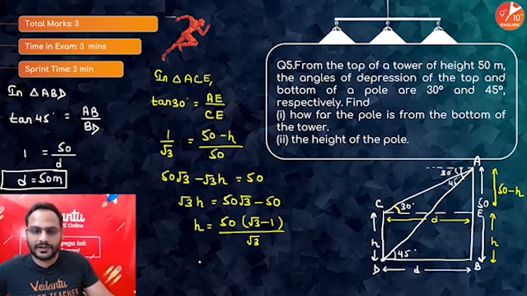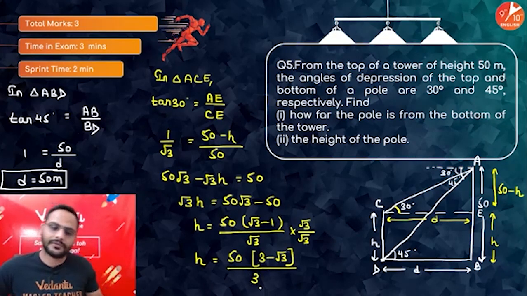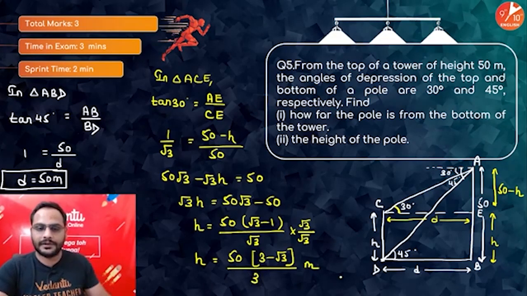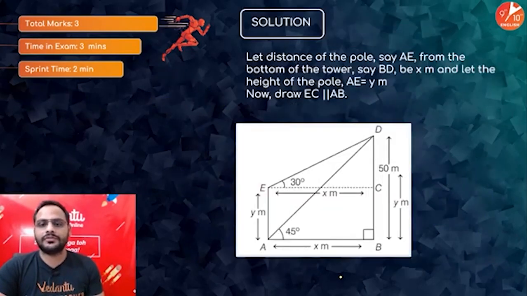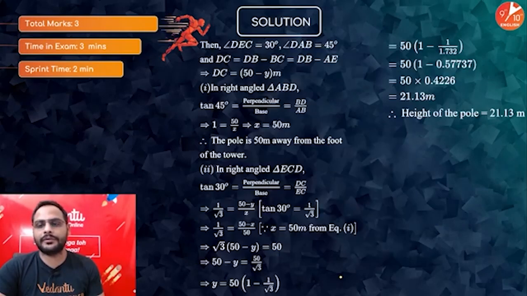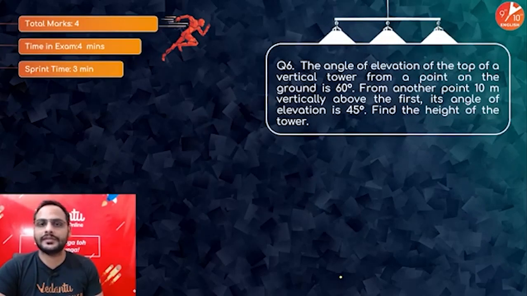If you rationalize, you'll be getting h is equal to 50 into root 3 minus 1 into root 3, so 50 is common. Root 3 into root 3 will be 3, so 3 minus root 3 whole divided by 3. This is how it will look, in meters. Okay, so if you see, in all these problems, the most important thing is drawing the diagram. If you understand the diagram, the question is easy for you.